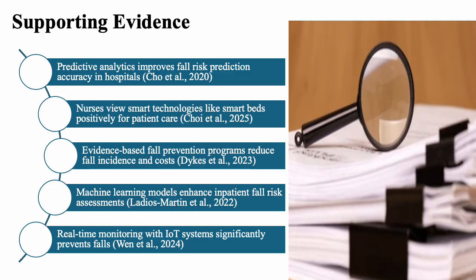Choi 2020 demonstrated that analytic tools using predictive models can effectively identify inpatients at a high risk of falling and improve fall prevention outcomes. According to Choi 2025, nurses expressed positive perspectives on adopting smart technology such as smart beds, recognizing their potential to enhance patient monitoring and safety. Additionally, Dykes 2023 also conducted a cost-benefit analysis confirming that implementing evidence-based fall prevention programs leads to both fewer inpatient falls and reduced healthcare costs.